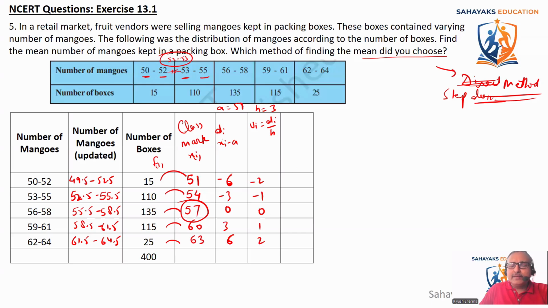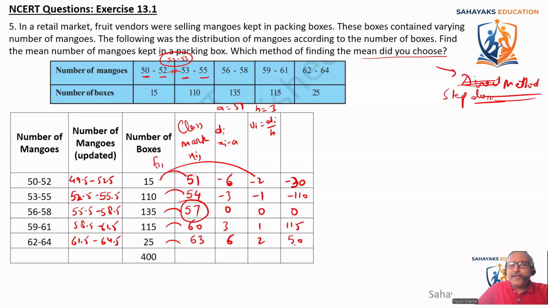Now multiply it. 15 into 2 is easy to multiply, yes or no? So instead of multiplying by 51, 15 into minus 2 is easy. So 15 into minus 2 is minus 30. 110 into minus 1 is minus 110. 135 into 0 is 0. 115 into 1 is 115. 25 into 2 is 50.